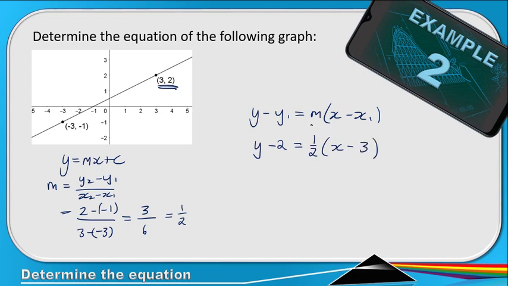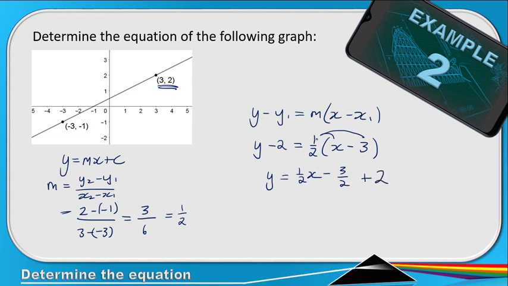And then we just simplify. Now, because this is already like, we don't have to multiply anything out here, I'm going to multiply out this bracket, and also in the same step, just take the 2 over to the other side. So I have y is equal to a half x minus 3 over 2 plus 2.